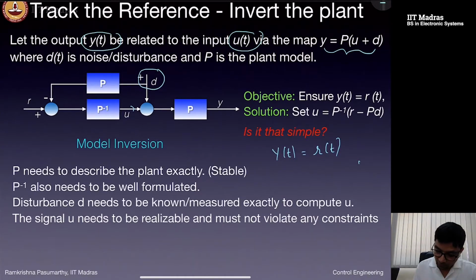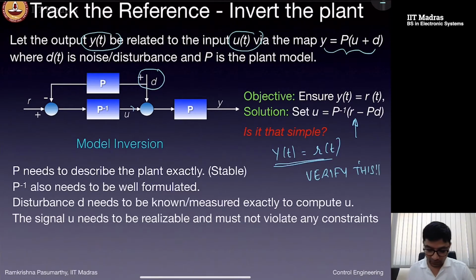So y = r(t) can be achieved simply by looking at the solution u = P inverse r minus P d. Just as a quick exercise, verify this. This P inverse is also referred to as the model inversion. If this was the entire control loop, I don't even need to look at feedback, because all I need to do is a P inverse. If there are disturbances, I can still handle them.